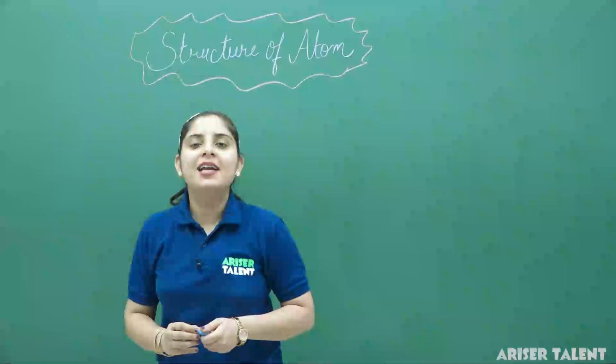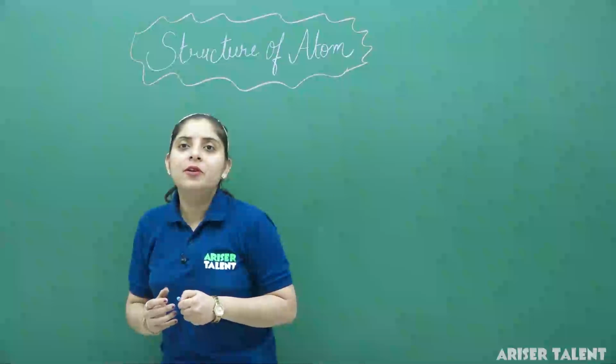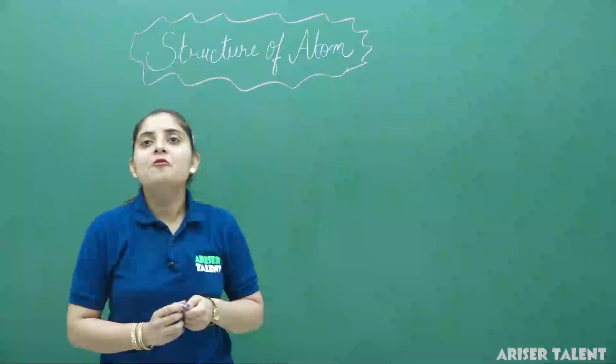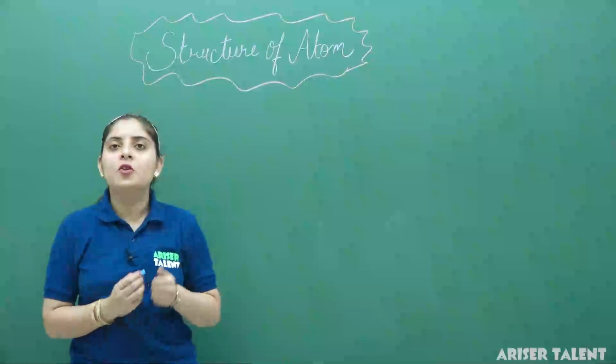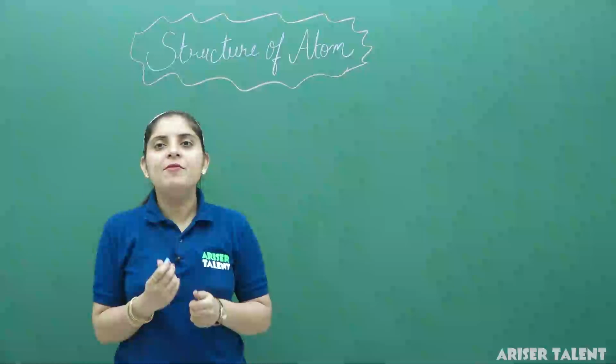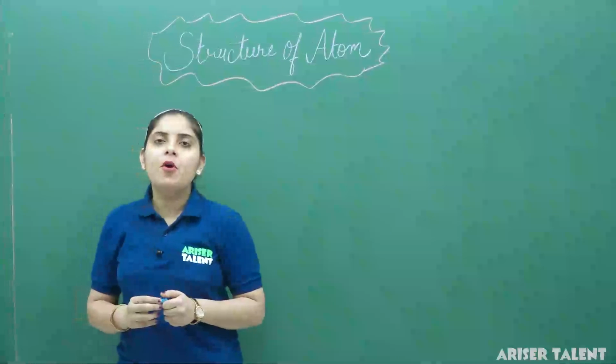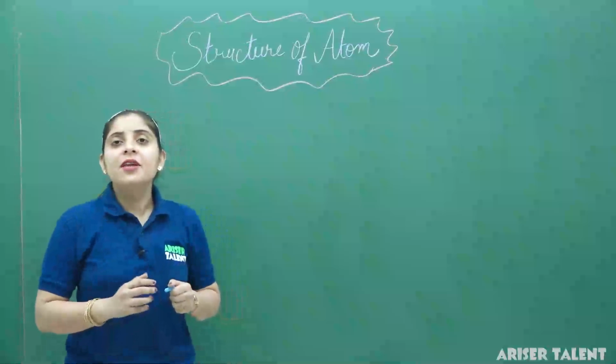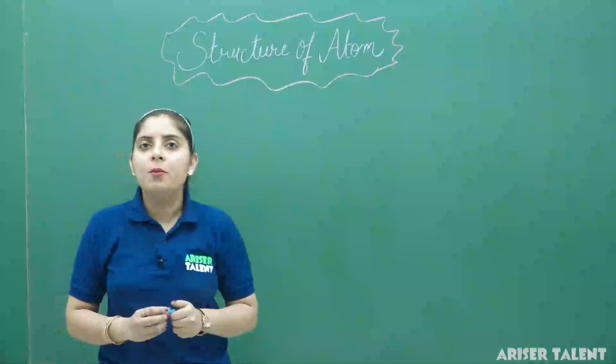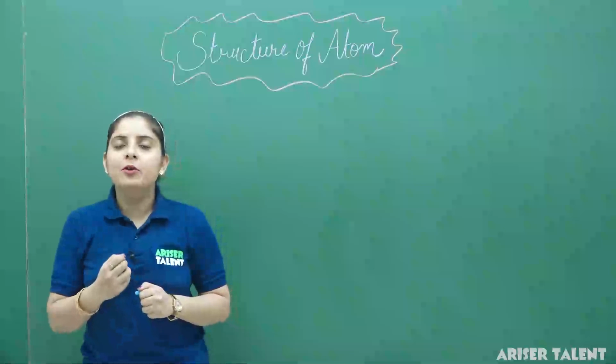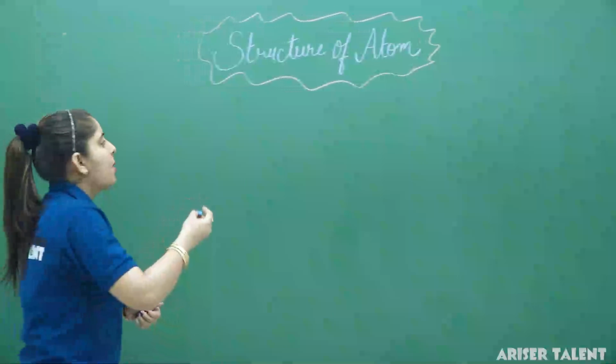In our previous lecture, we discussed the different models of an atom. The first model we discussed was the Thomson model. The second model was Rutherford's atomic model, which we discussed yesterday. Firstly, we will do a quick revision of Rutherford's atomic model.